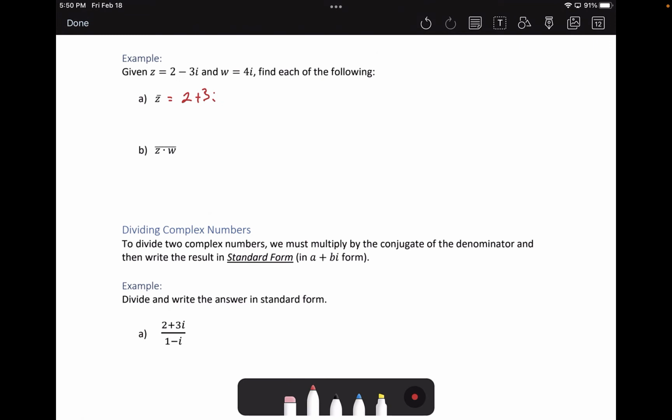For example B, z times w bar. First thing we're going to do is find zw, z times w. So we have 2 minus 3i times 4i. That is 8i minus 12i squared. Remember, i squared is -1, so this becomes 12 plus 8i. And then the conjugate, zw bar, is 12 minus 8i.